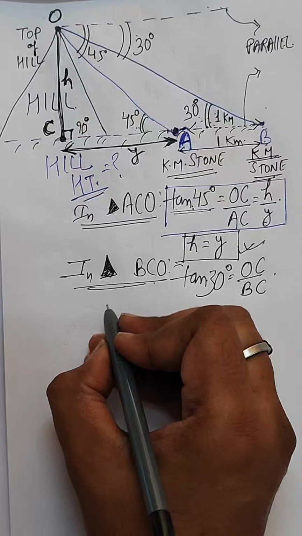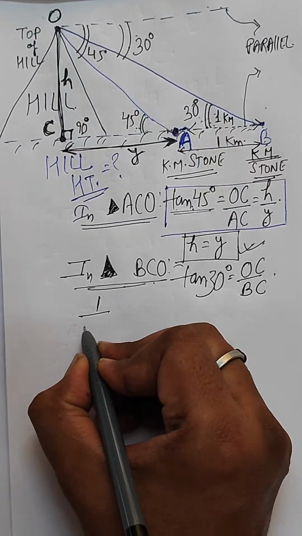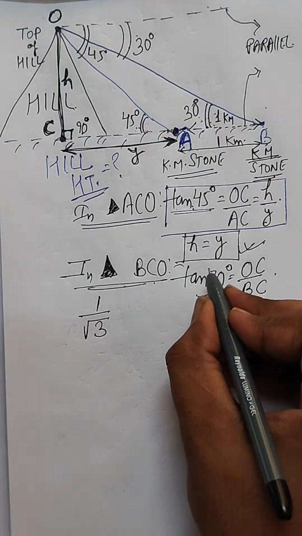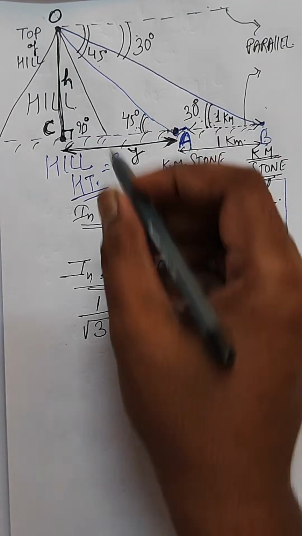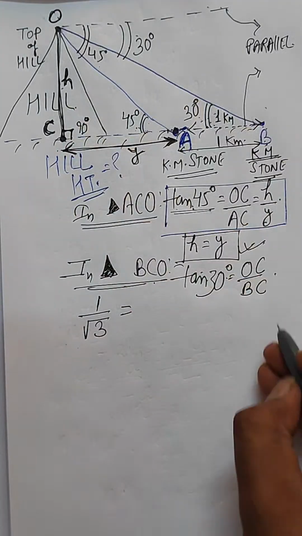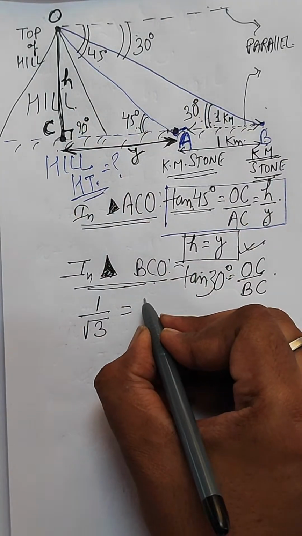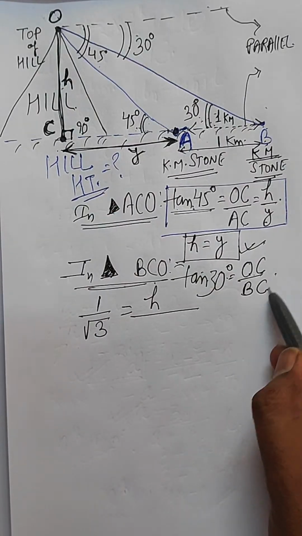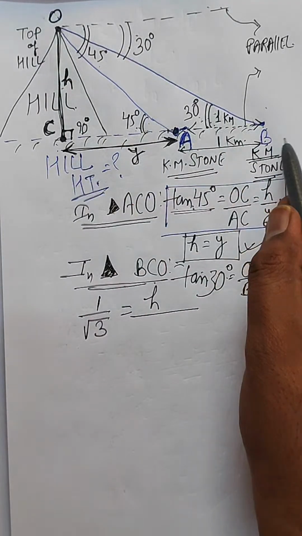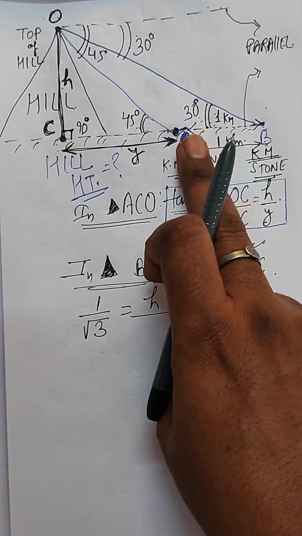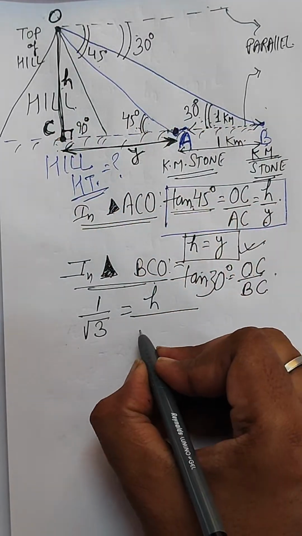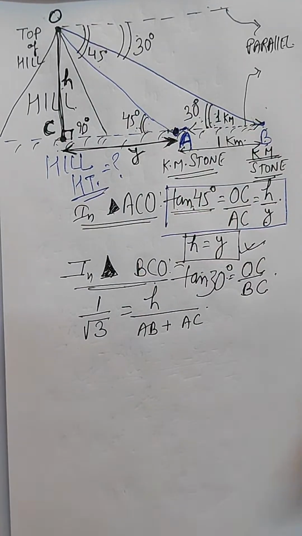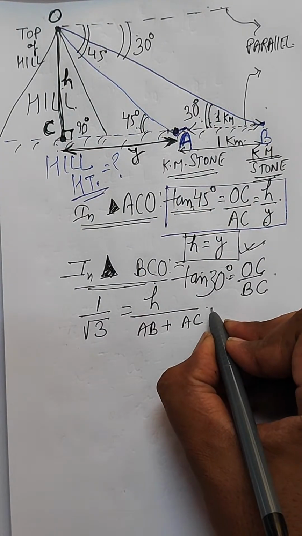And the value of tan 30 degree, you know, is 1 by root 3, isn't it? Tan 30 degree is 1 by root 3. And what is the value of OC? OC is H. So in place of OC, just put the value of H, divided by BC. What is BC? BC can be written as AB plus AC, isn't it?